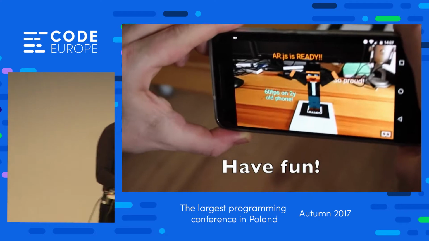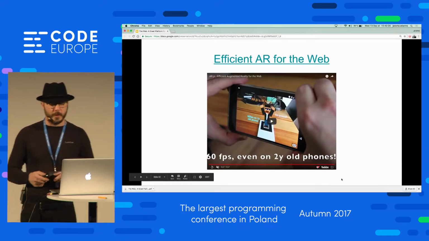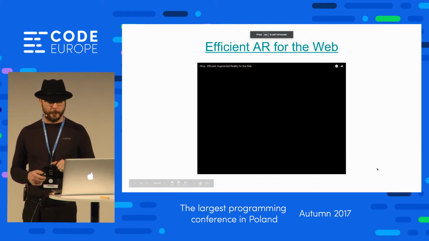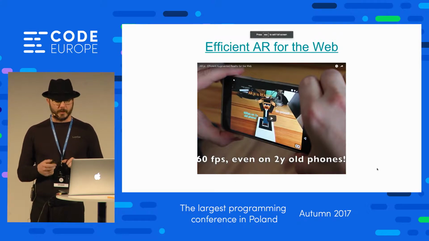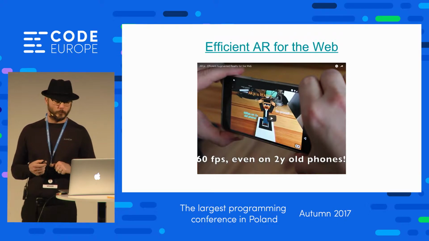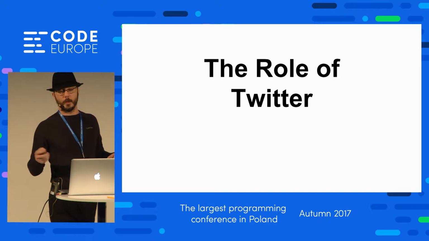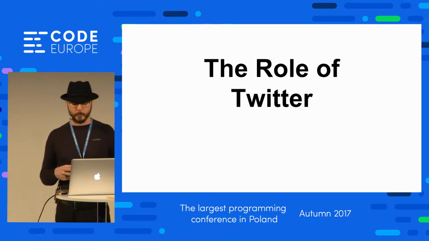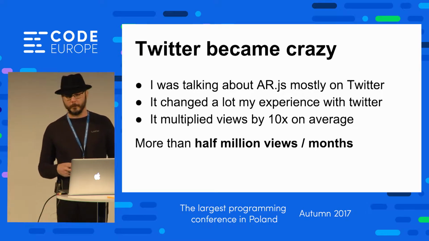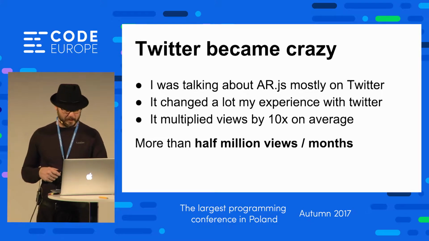Let's look at this video. So you see the phone with the 3D on top of the marker. It runs at 60 FPS, even on a 2-year-old phone. Full open source, based on web standards. We will come back to that. Free of charge, so you can use it without paying me. Don't forget to have fun when you do augmented reality. It's a key point.